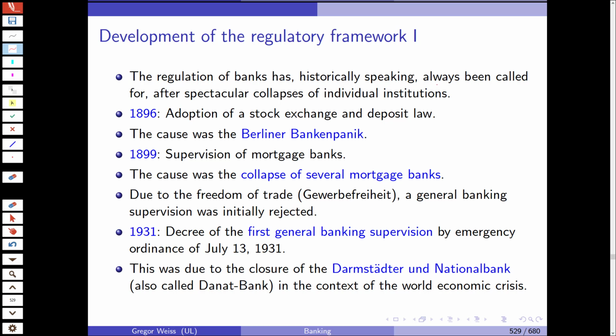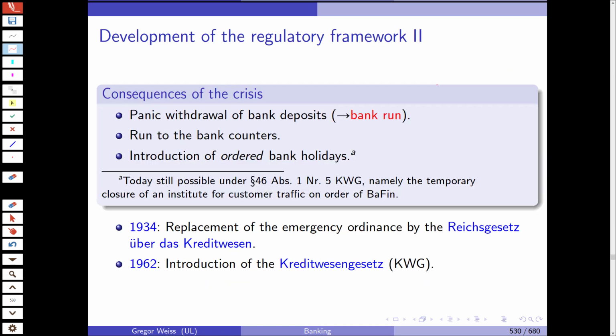In 1931, we had the decree of the first general banking supervision. And if you know a little bit about German politics at that time during the Weimar Republic, this was usually done, especially in the latter years of the Weimar Republic, by emergency ordinance and executive regulation by the government, because parliament was no longer able to pass laws. And at that time, this was due to the closure and the default of the Danat Bank, the Darmstädter und Nationalbank, during the Great Depression. So this was the cause for the enactment of the first decree on banking supervision.